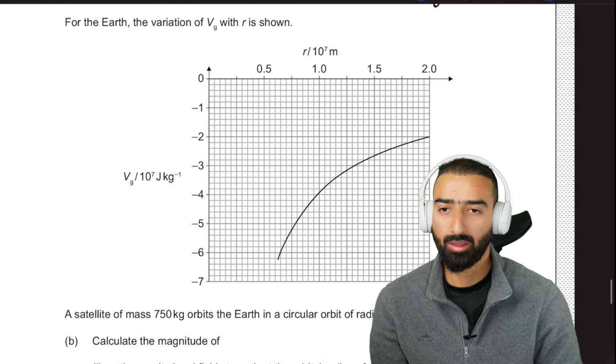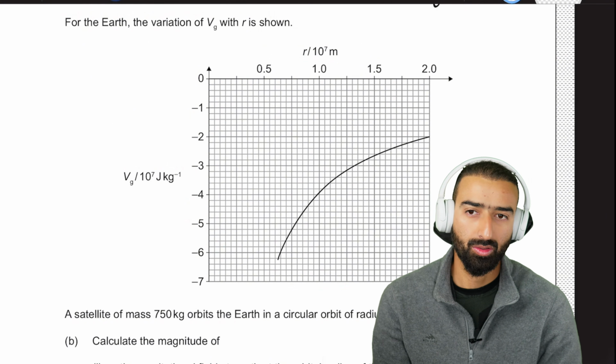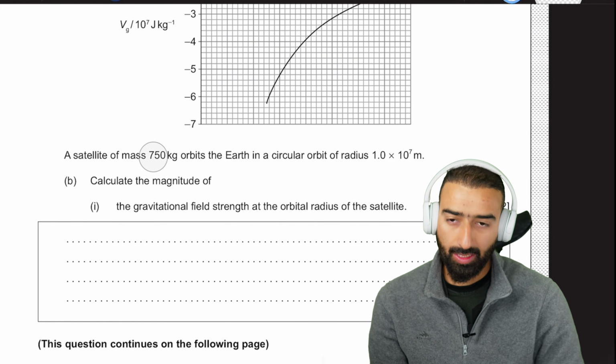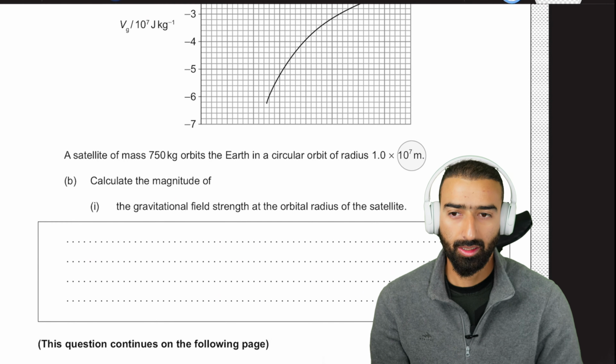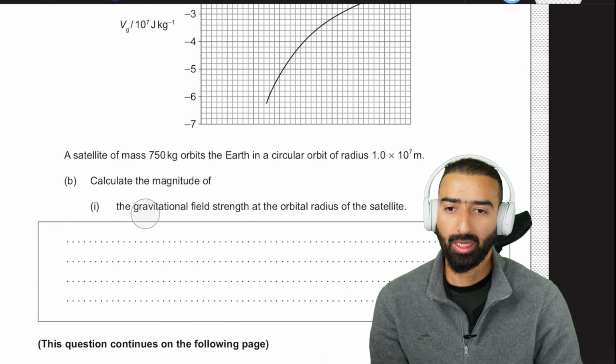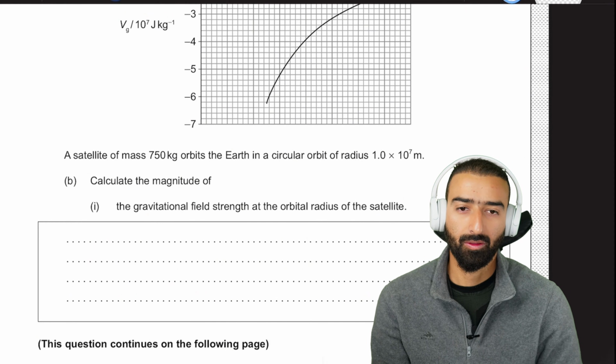For the Earth, the variation of the gravitational potential with distance is shown. A satellite of mass 750 kg orbits the Earth in a circular orbit of radius shown. Calculate the magnitude of the gravitational field strength at the orbital radius of the satellite.